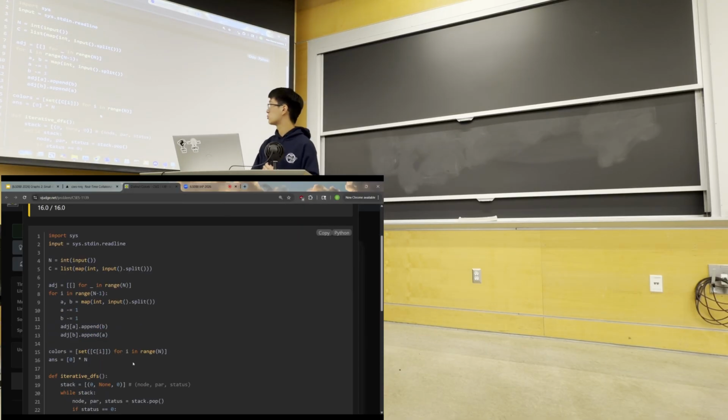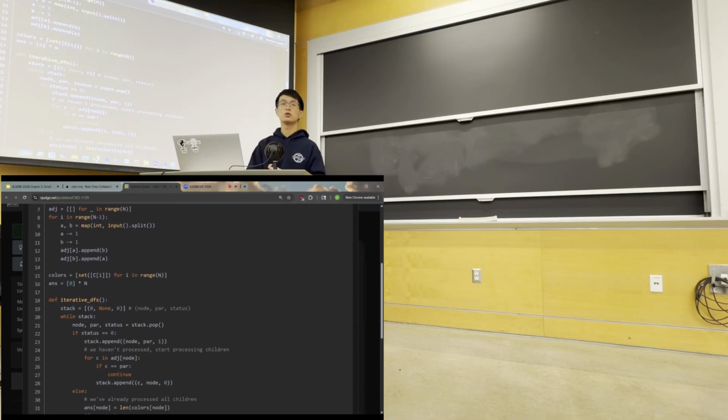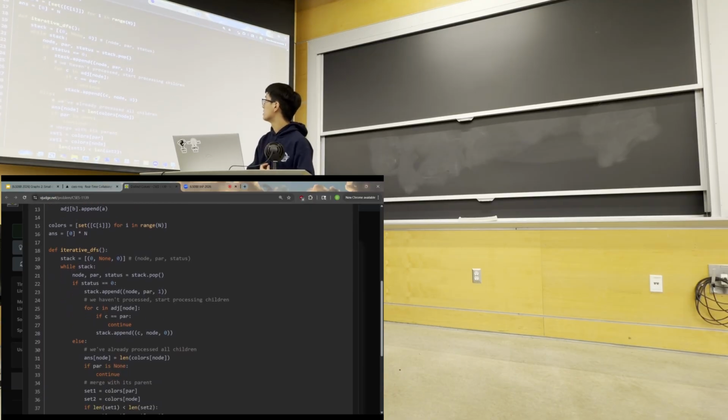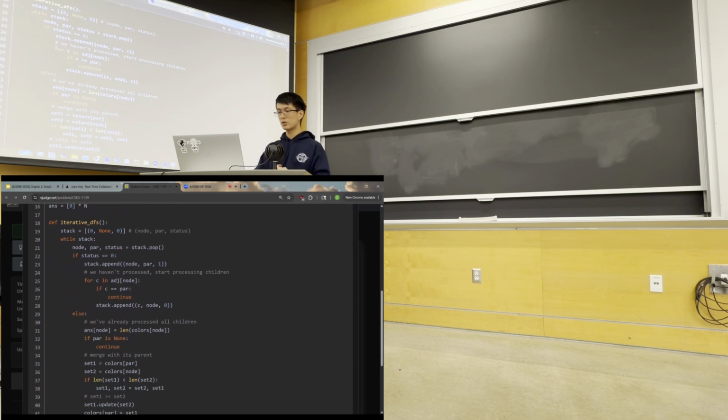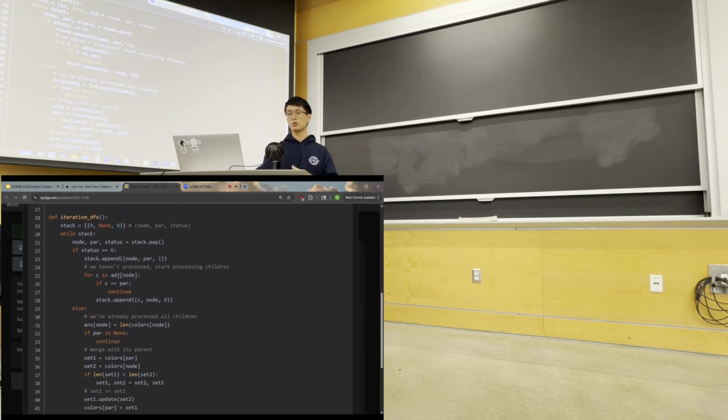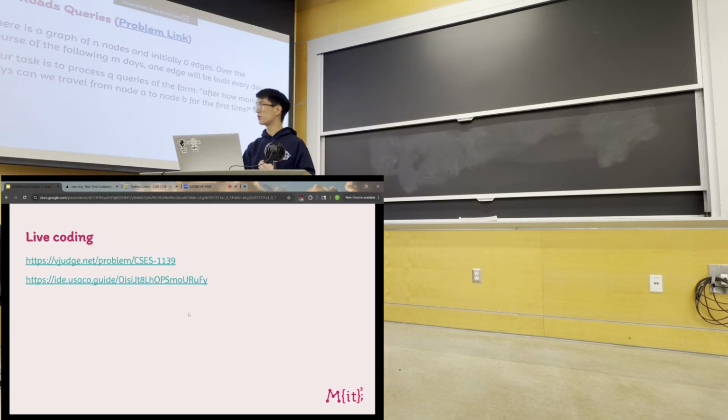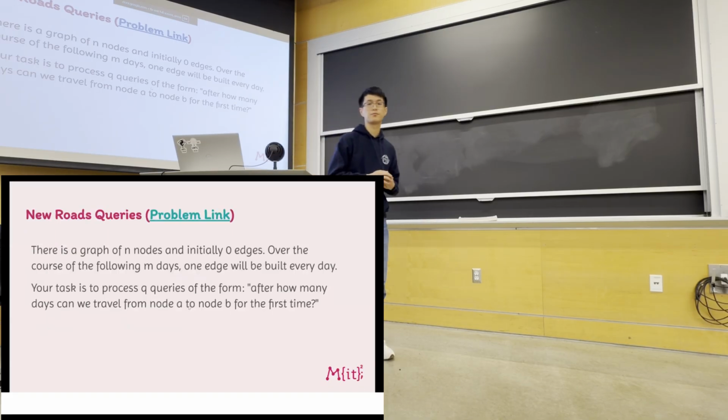One of them is small to large merging to bring our time complexity down from n squared to n log n. We also had to do iterative DFS to speed things up by preventing Python recursion from slowing things down. So does anyone have any questions on how this code works, especially in the DFS section? All right. So that's it for this problem, and we'll continue on to a different application.